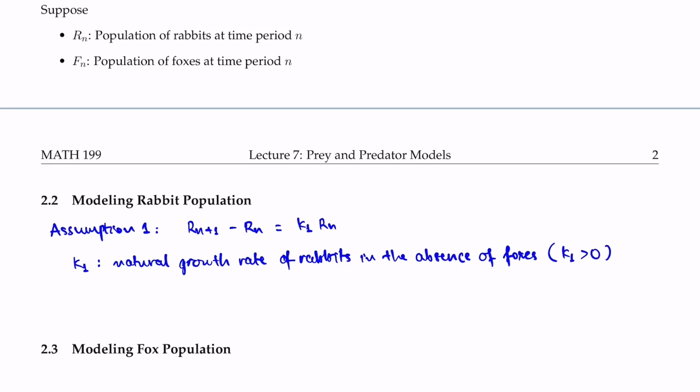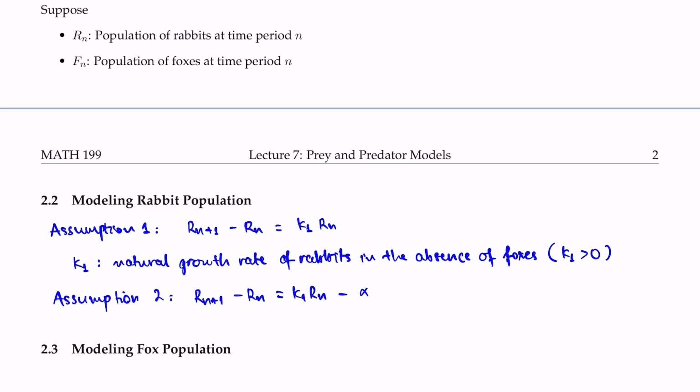Now from assumption 2, the rabbit population decreases as a result of the interaction between rabbits and foxes. So you're going to modify this equation to include that interaction. When there is interaction between the two species, the rabbit population will decrease, and you have alpha multiplied by R sub n times F sub n, right? Very similar to the classic model. In this case, alpha is the attacking rate of foxes, or can be considered the death rate of rabbits in the presence of foxes.